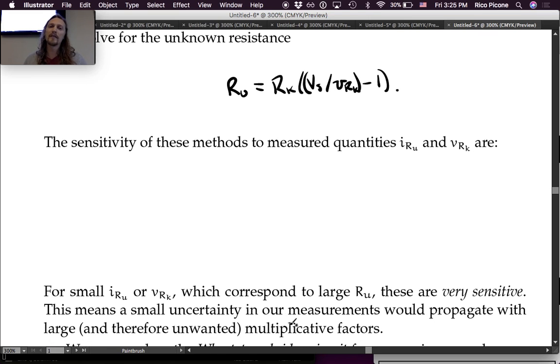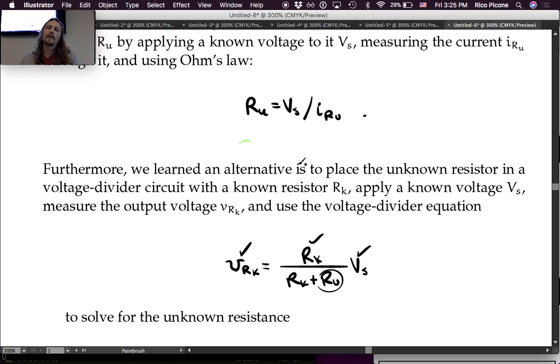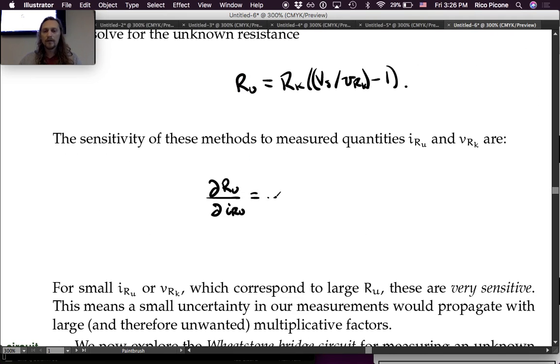So the sensitivity of these methods to the measured quantities IRU and VRK are, and here come the partials, the partial of RU with respect to IRU equals, so if I came back up here, took the partial of RU with respect to IRU, I'm confident we could all do that derivative, negative Vs divided by RU squared.